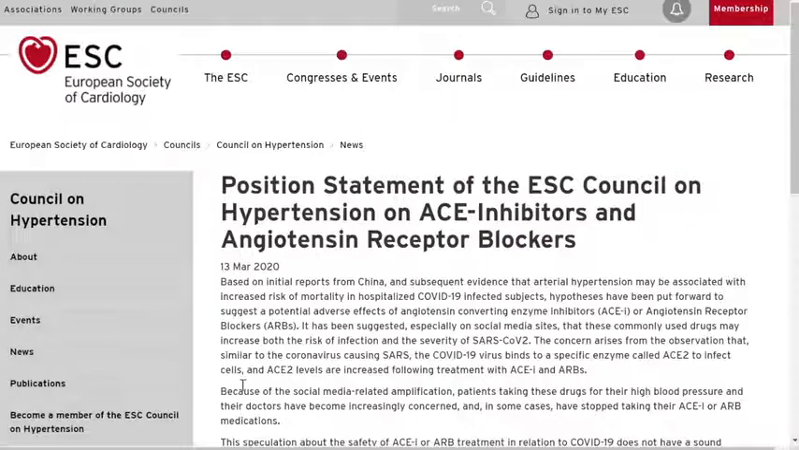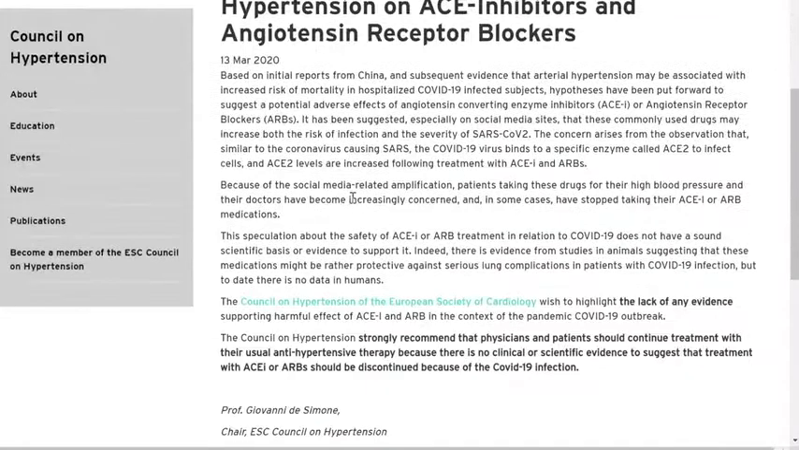Well, here is the response from the European Society of Cardiology. They say here, because of social media-related amplification, these patients taking their high blood pressure medications have become increasingly concerned and in some cases stopped taking their ACE or ARB medications. This is what the official response is from the European Society of Cardiology. This speculation about the safety of ACE inhibitors or ARB treatment in relation to COVID-19 does not have a sound scientific basis or evidence to support it.